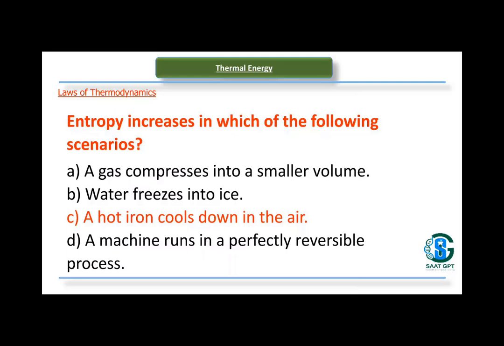A machine runs perfectly. Reversible process, that means there is no change in entropy, a cyclic motion or a cyclic process, so there is no change in the entropy. So the one which provides an increase in the entropy is: a hot iron cools down in the air.